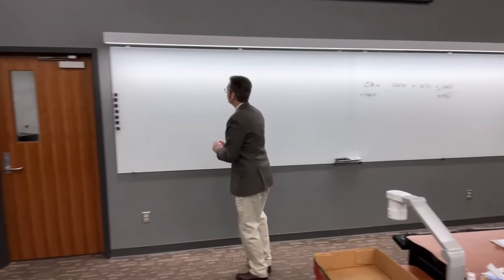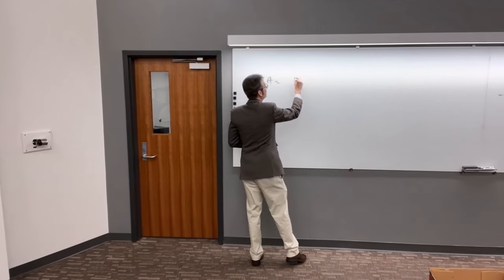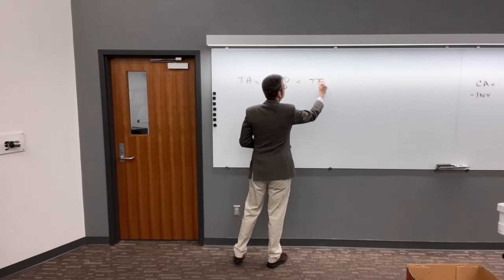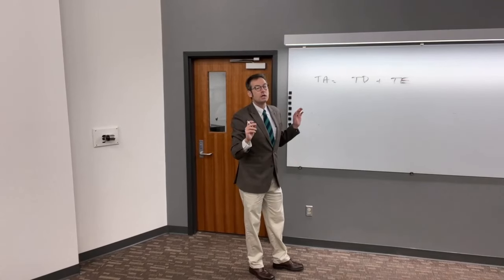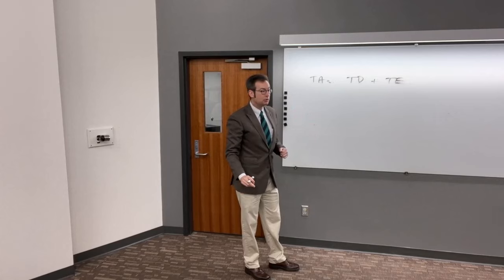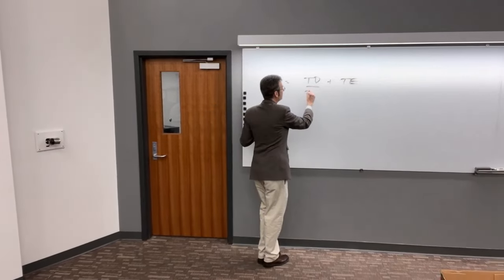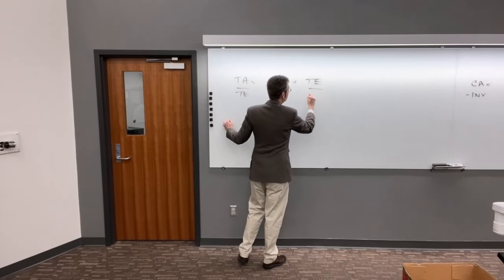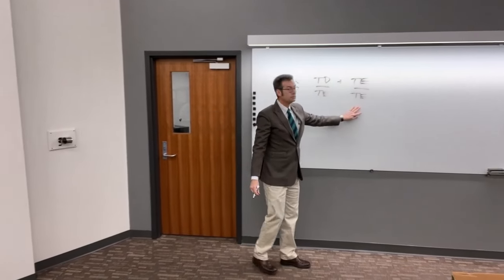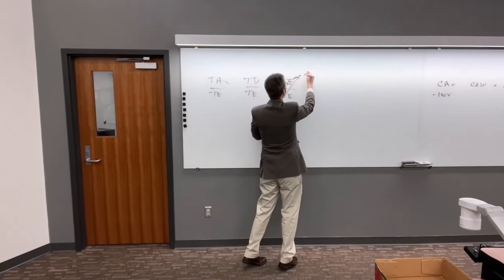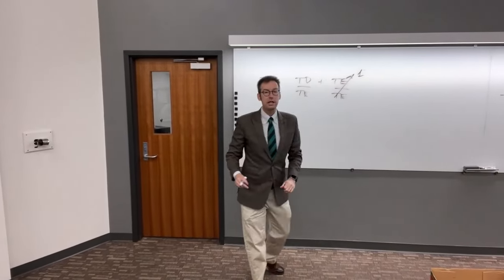Okay, so we have total assets is equal to total debt plus total equity. Does that look familiar? Okay, now if I want to get the equity multiplier, all I have to do is divide by total equity. In algebra, as long as I do the same thing to both sides, it's all fine. What happens here? Yeah, it goes to 1, right? And so basically, we end up with the equity multiplier being 1 plus the debt-to-equity ratio.